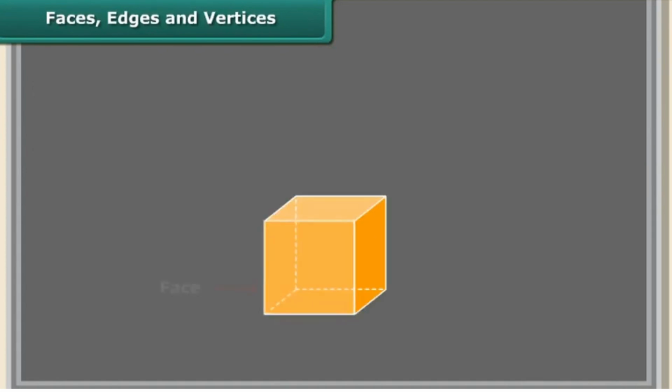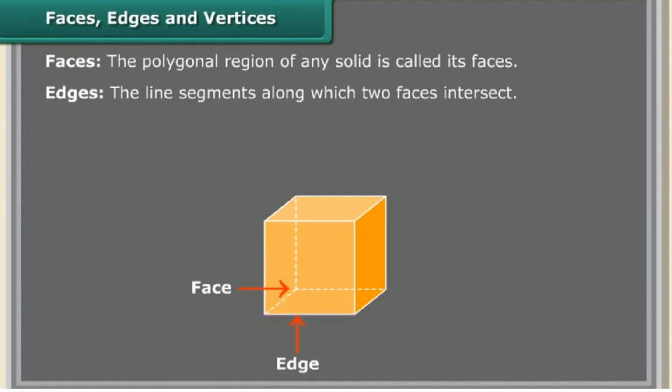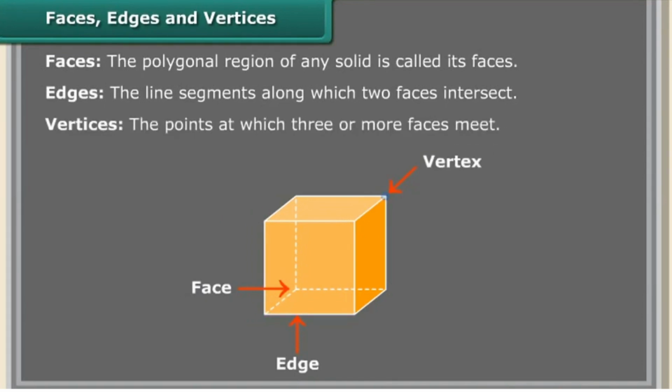Faces, edges and vertices. Faces: the polygonal regions of any solid are called its faces. Edges: the line segments along which two faces intersect. Vertices: the points at which three or more faces meet.